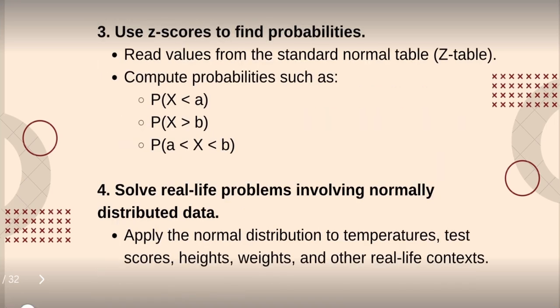Third, use z-scores to find probabilities, read values from the standard normal table, and compute the probabilities. Fourth, solve the real-life problems involving normally distributed data. Apply the normal distributions to temperatures, test scores, heights, weights, and other real-life contexts.